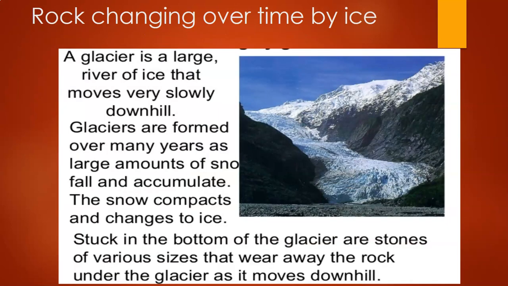Rock changing over time by ice. A glacier is a large river of ice that moves very slowly downhill. Glaciers are formed over many years as large amounts of snow fall and accumulate. The snow compacts and changes to ice. Stuck in the bottom of the glacier are stones of various sizes that wear away the rock under the glacier as it moves downhill.